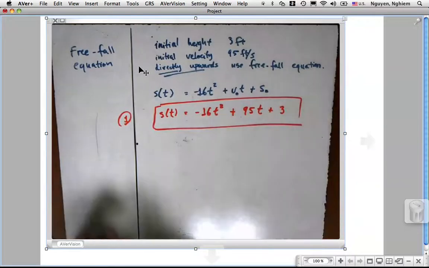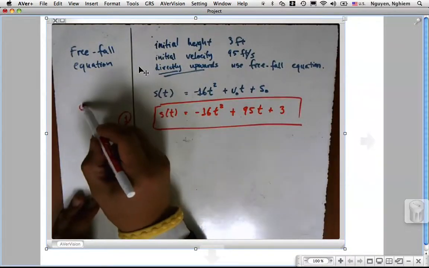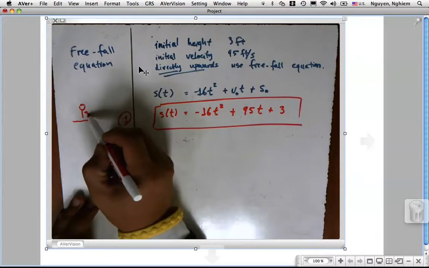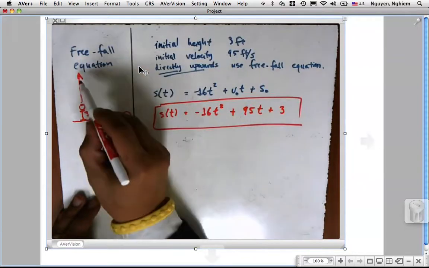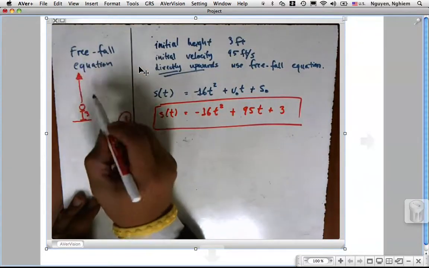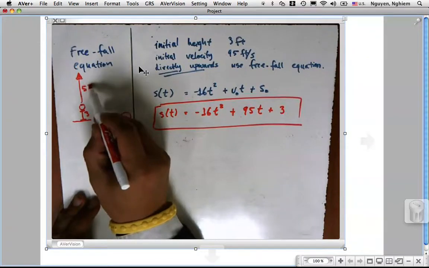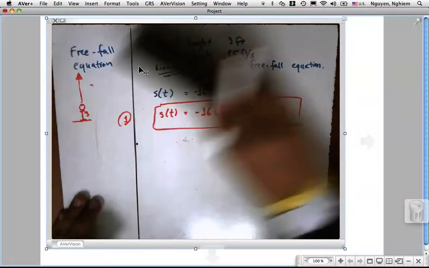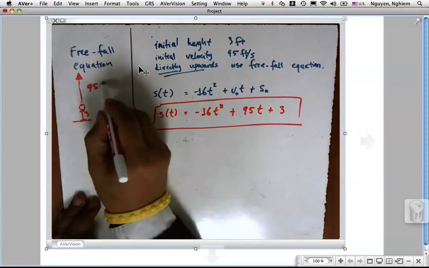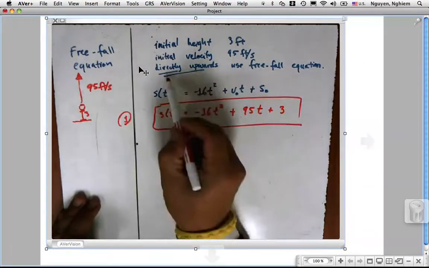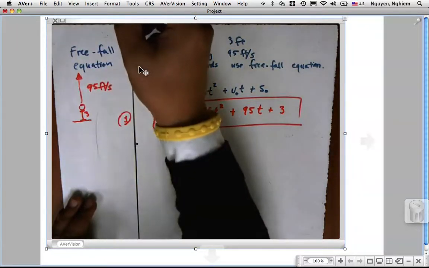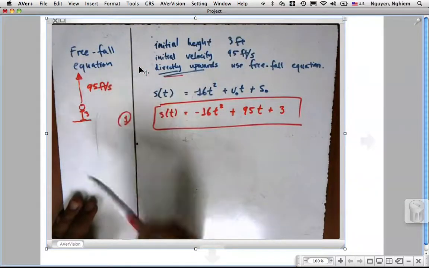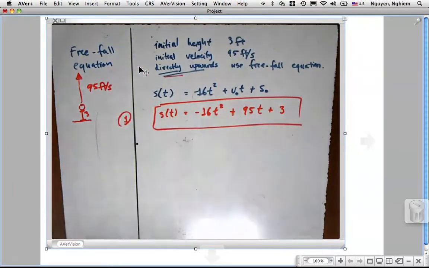Okay. And just a quick sketch here. So this is basically what's happening. You have a tennis ball. Here's the ground. Here's a height of 3 feet, and it's blasted straight up here. This is a vector with a velocity of 95 feet per second, and again, it's directly upwards. It's going to go up, but of course gravity is always going to pull on it, so eventually it's going to come back down. And this equation here will tell us its height at any particular moment in time.